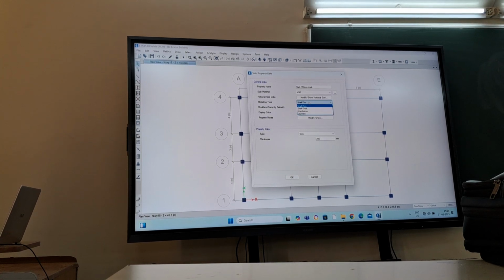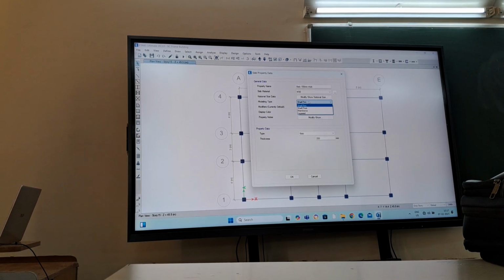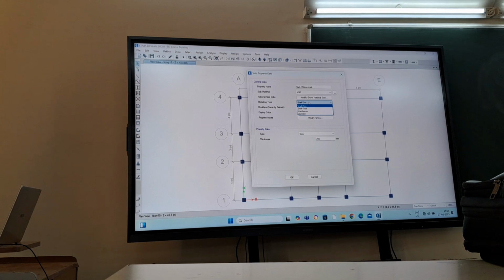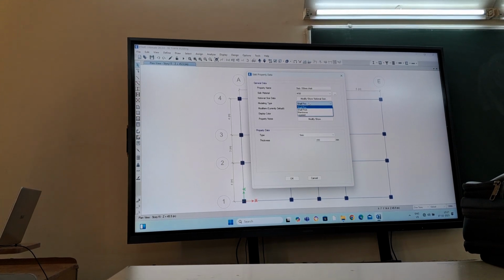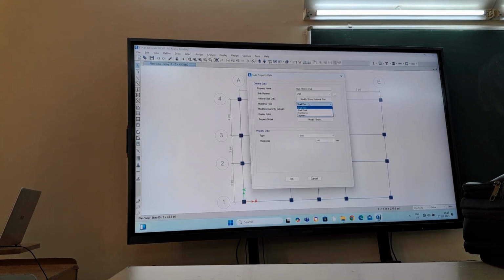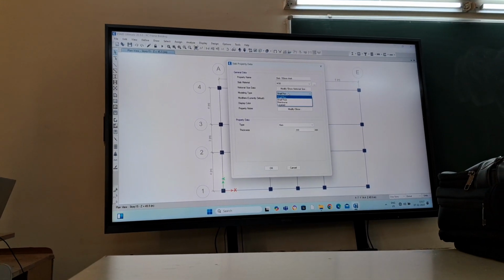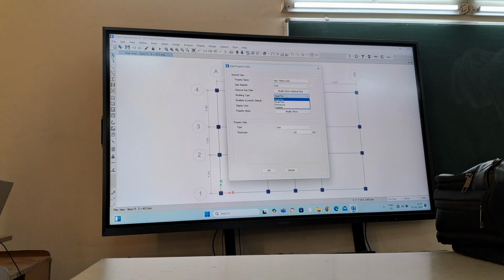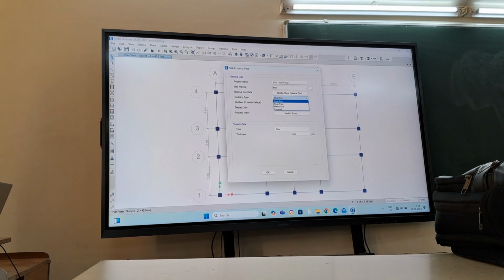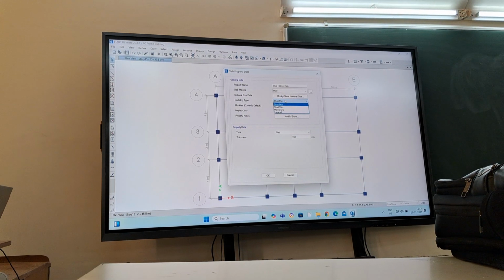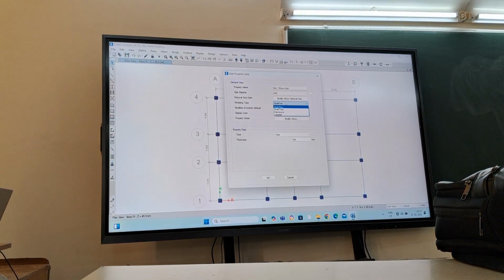Here you have a few properties, and you have already learned this. What is shell thin, what is shell thick. Then you have membrane and you have layer. Layer is again a shell. But there is a definition of membrane and shell, and I guess all of you know the difference between membrane and shell.